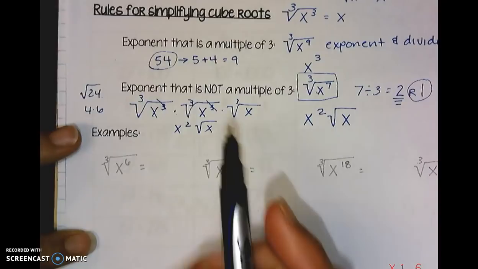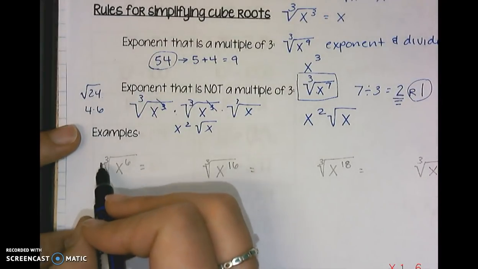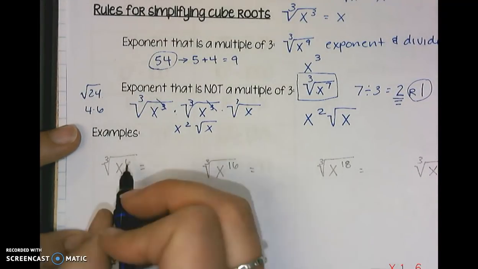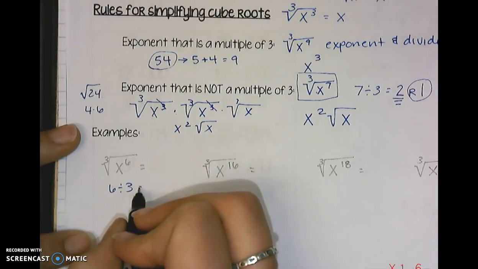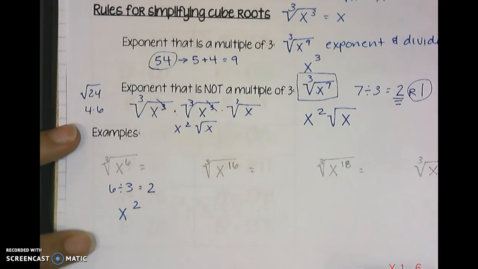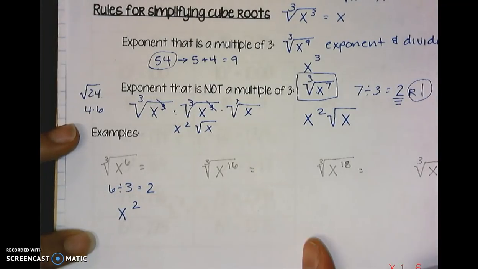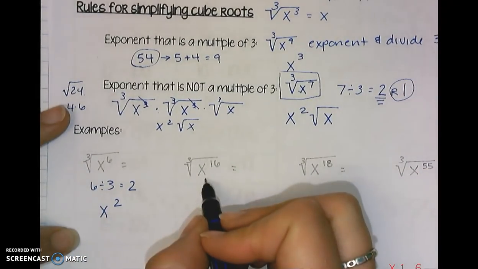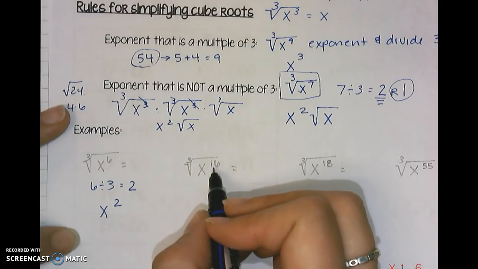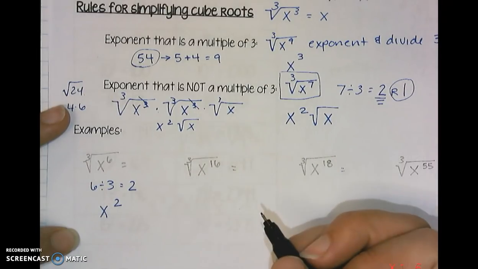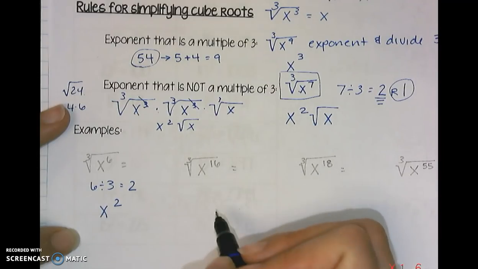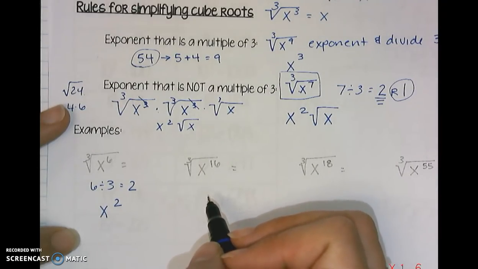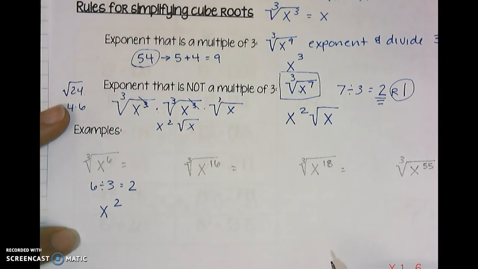All right, so let's look at these examples down here. So we have cube root of x to the 6, so we're going to take 6 divided by 3 because that is a multiple of 3, which is 2, so we just have x squared. All right, if we look at this one here, the cube root of x to the 16th, well, that doesn't divide evenly, right? That's not a multiple of 3. Or I could look at 1 plus 6 is 7, and 3 doesn't divide evenly into 7, so we know 3 doesn't divide evenly into 16.